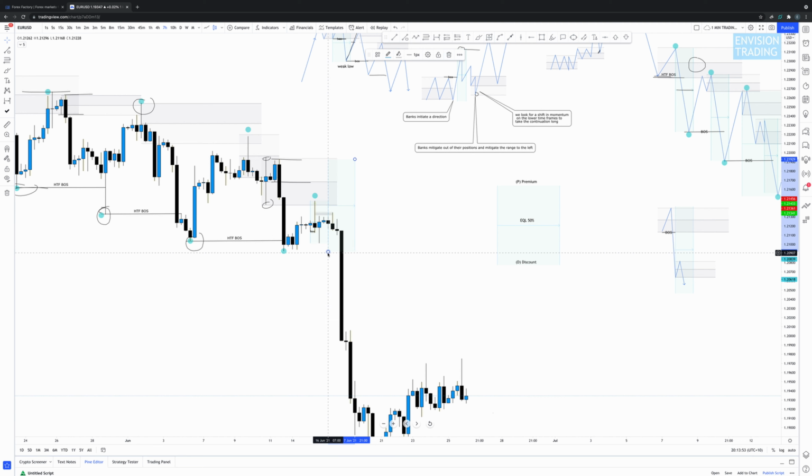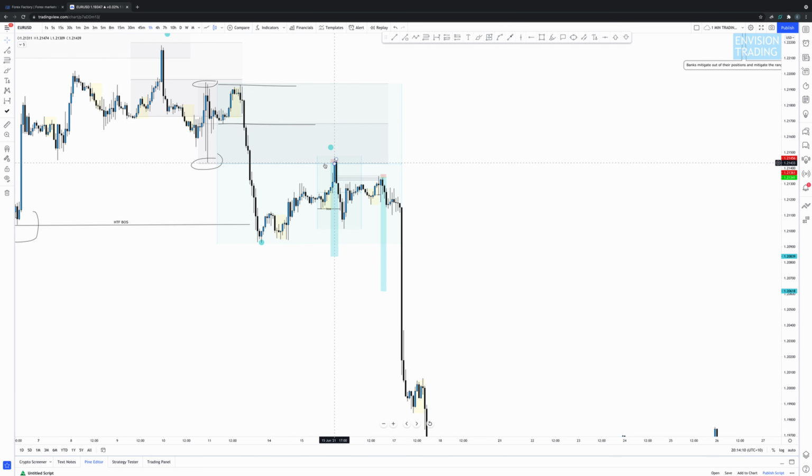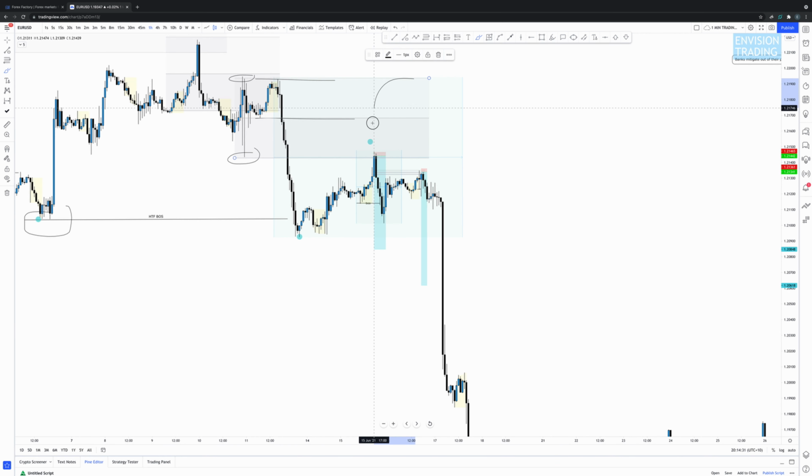So let's measure the impulse. So the impulse is over here, and look where the wick went to. Right, let's zoom in. Probably a bit hard to see. This is the equilibrium. It's right in line with that range. We tap into that. On the lower time frames, we've got a change in momentum and we got entries. Anywhere in here, we'd be looking for entries. But quite often we get the mitigation at the edge of the range to continue price.